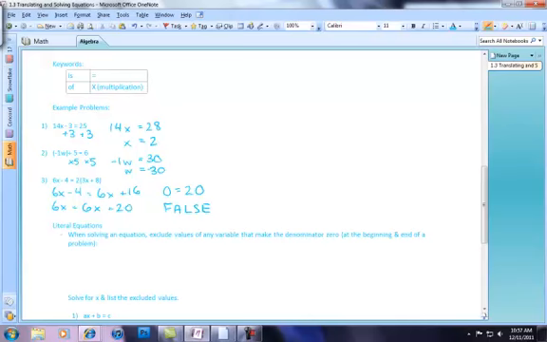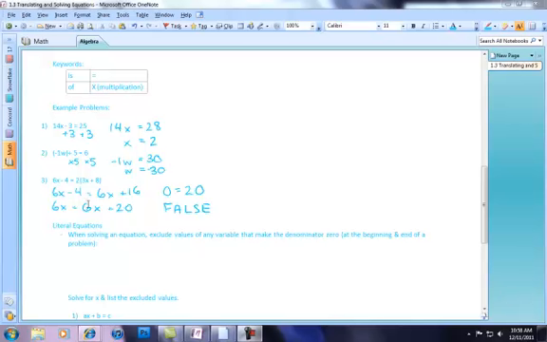Negative 1w divided by 5 equals 6. First we're going to multiply 5 to each side. Then we'll be left with negative 1w equals 30. Dividing negative 1 on each side, it would be w equals negative 30.